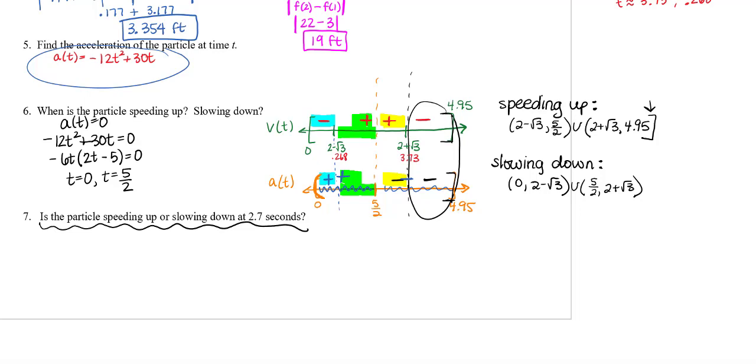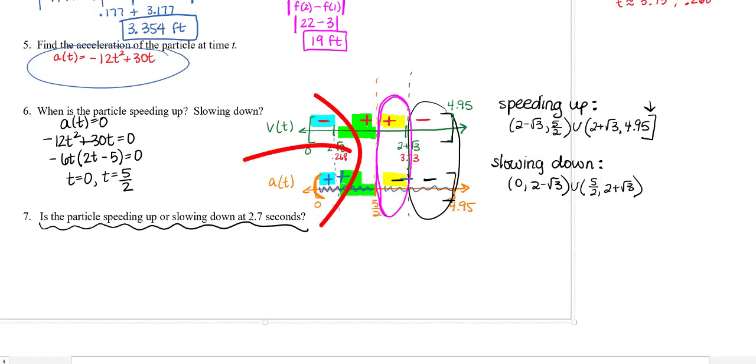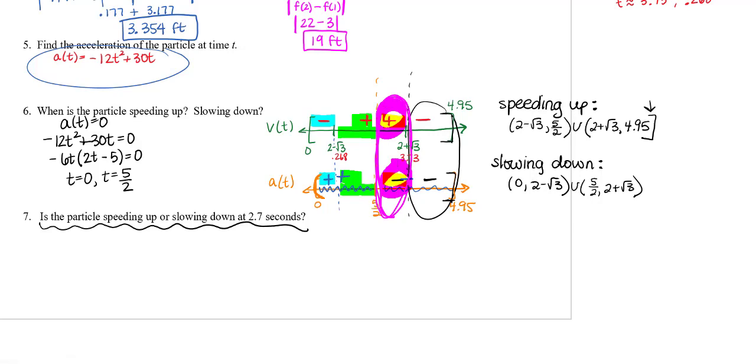Well, 2.7 seconds would be just after 2.5. So I'm somewhere in this section right here that I'm highlighting in pink. Well, I have a positive velocity and a negative acceleration, so I could say I'm slowing down. But why do I need that whole number line just for one value? You don't. So you could look at it algebraically or graphically. So here's the numeric interpretation.